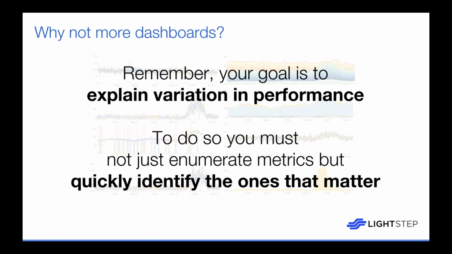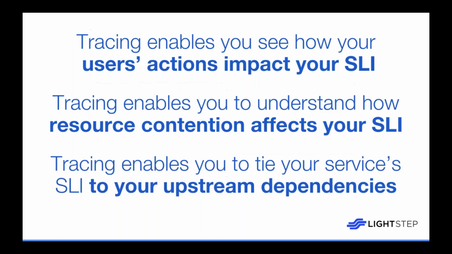And that's really where I think tracing is important, because it ties these different tags and these different performance characteristics back to your SLIs, right? So tracing enables you to see how your users' actions are impacting your SLI, how your resource contention might be affecting that SLI, and finally, how the services you depend on might also be affecting your SLI.